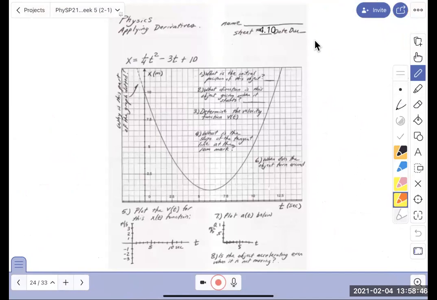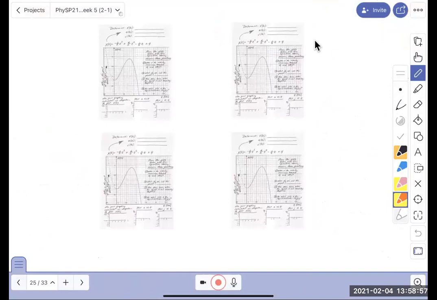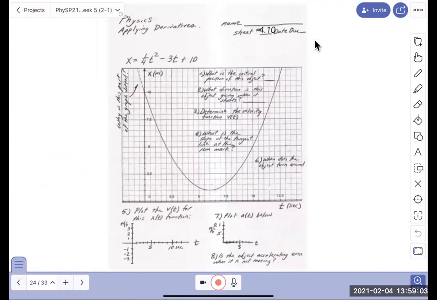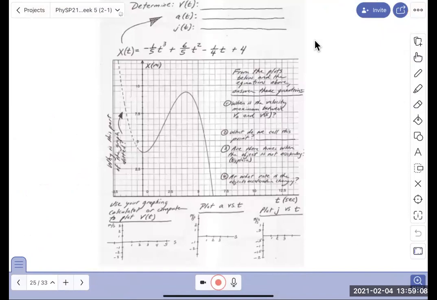All right, so this is perfect timing here. This is where we're going to go tomorrow. We've got to finish this whole sheet tomorrow, 4.10, the front and the back. The front is a squared situation. So the front is orange, the back is pink.